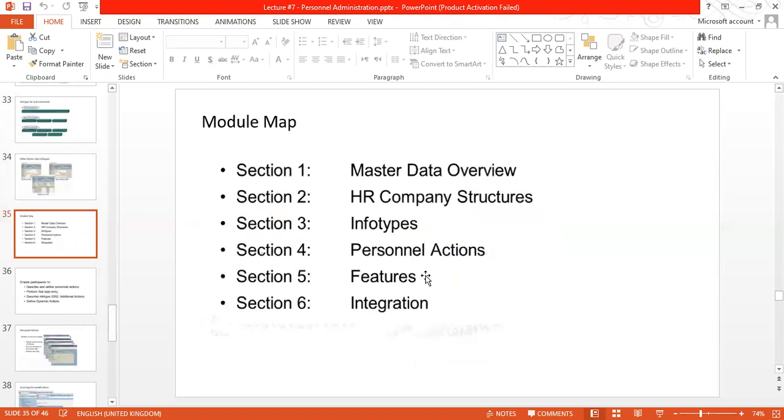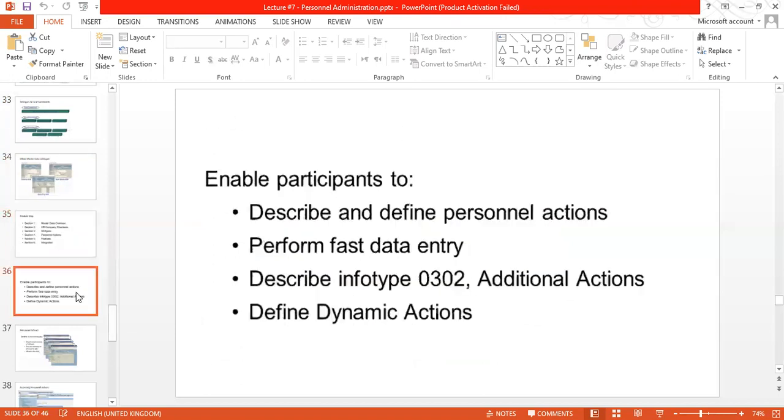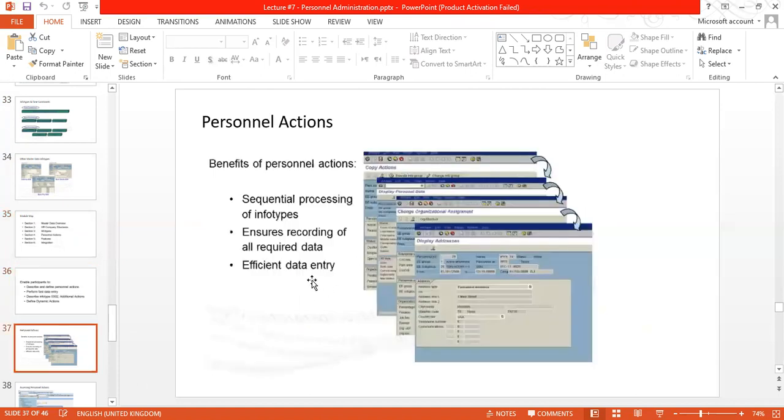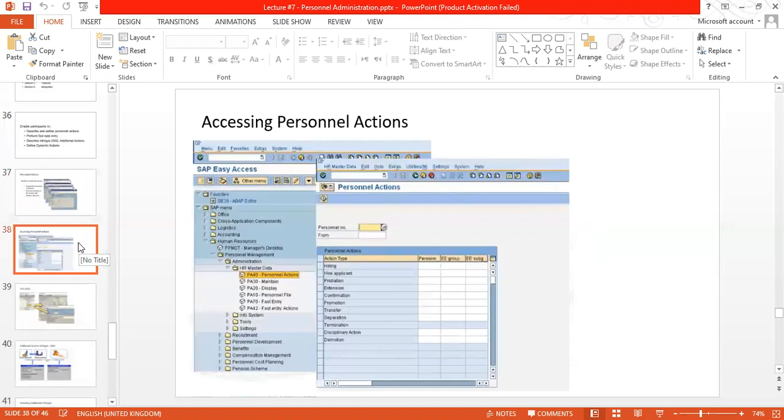Now, we've already seen personal action features. Let's talk about features. Personal actions are basically sequential processing of info types that we have discussed, like actions such as hiring, what comes after hiring, getting deputed, the wages or salary getting paid. So it has to go into a sequence. It should follow a sequence, and the HCM consultant would take care of that.